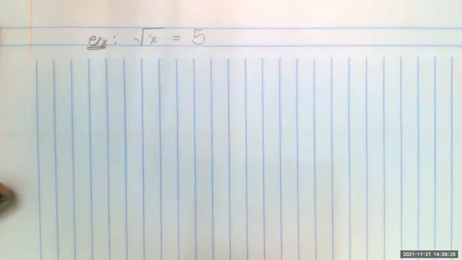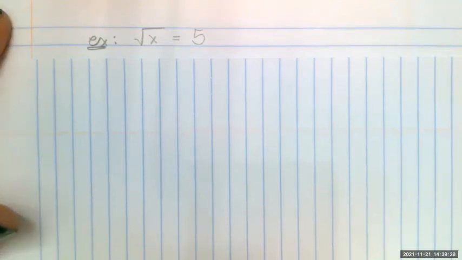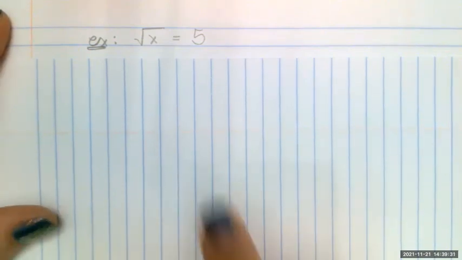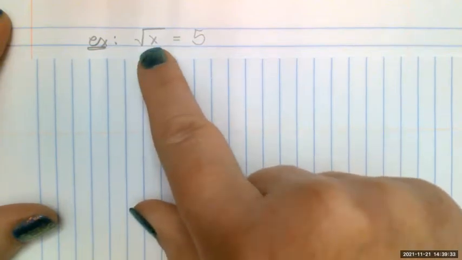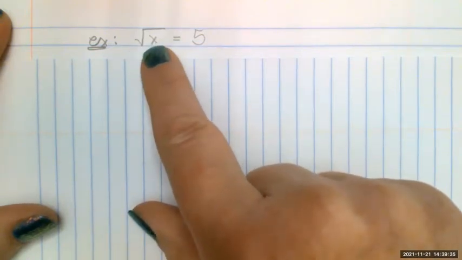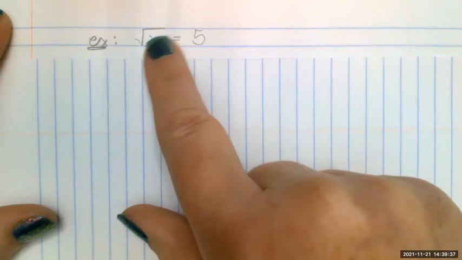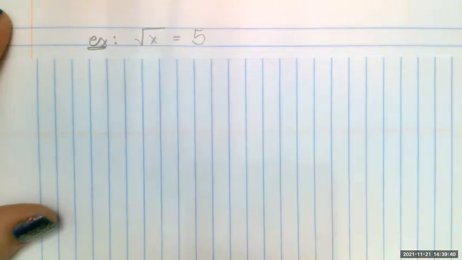Here's our first example. What we're going to do is go through the steps. I gave you the square root of x equals 5. The variable is under this radical. If we want to solve for the variable, the radical over the variable must go away. First thing you need to ask yourself is the following.